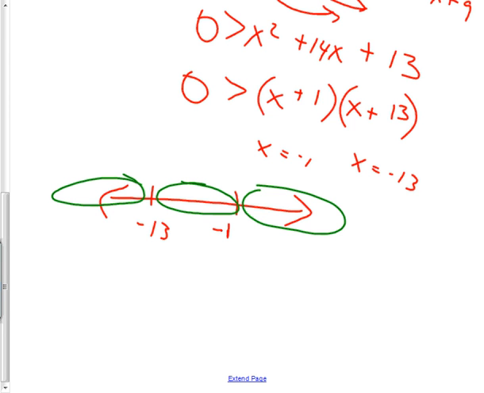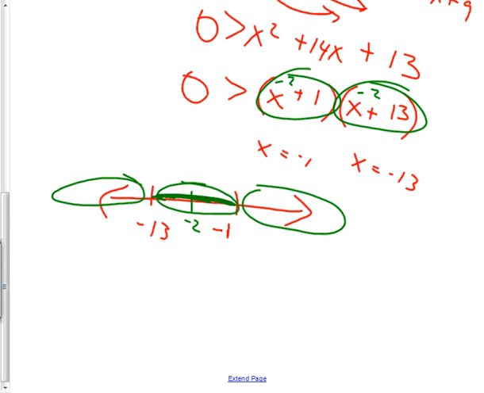All right, testing -2. If I test -2 and see if it works. -2, -2. This part would be -1. This part would be 11. That makes -11. Is 0 greater than -11? Yes, it is. So it works.